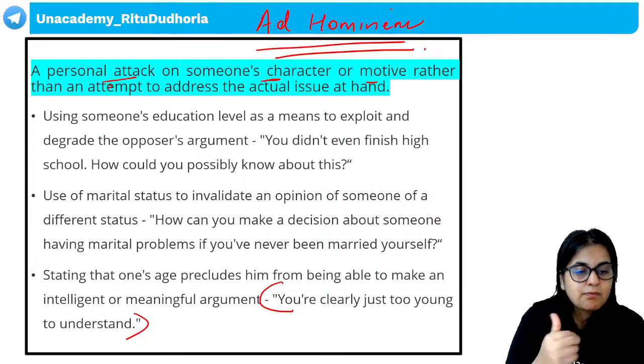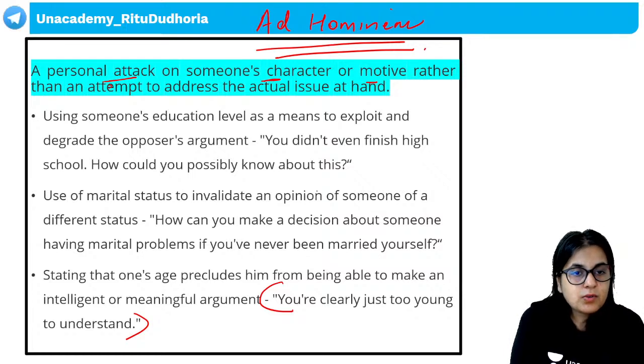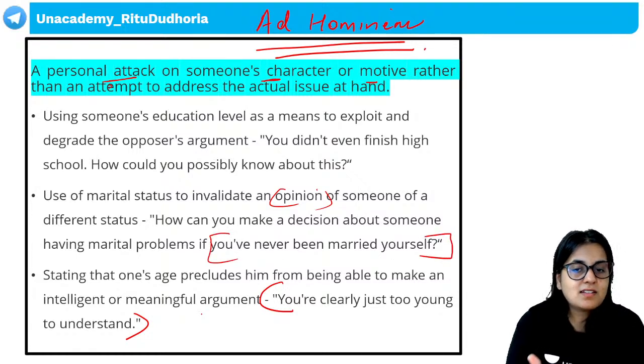Instead of the issue, they've personally attacked you. Let us say you give someone an opinion about marriage, and they say, "अरे तुमको क्या पता? You've never been married yourself." So that's how you understand it is a personal attack on someone.